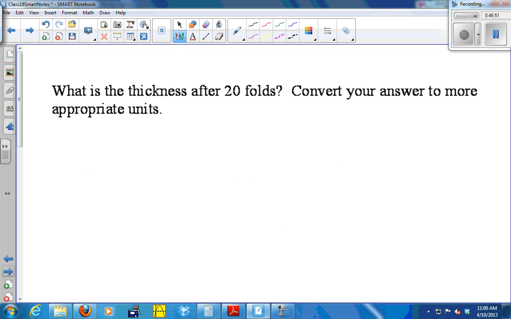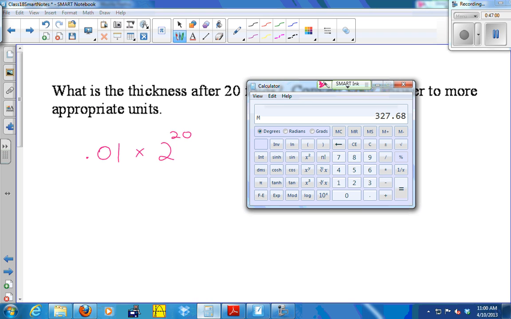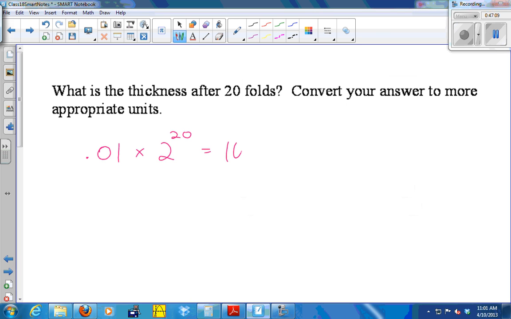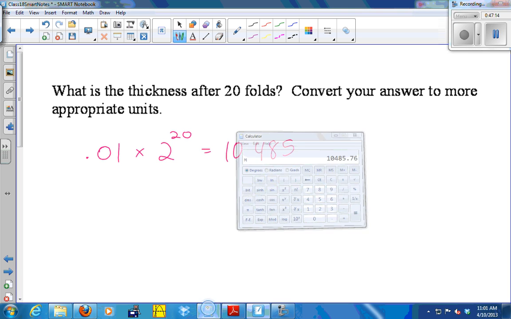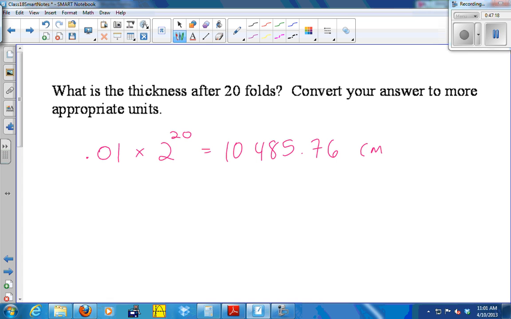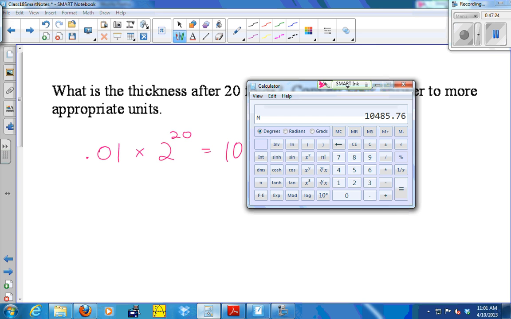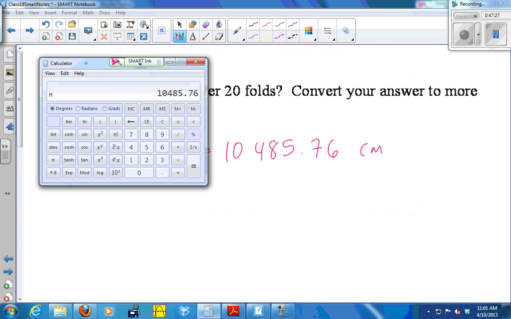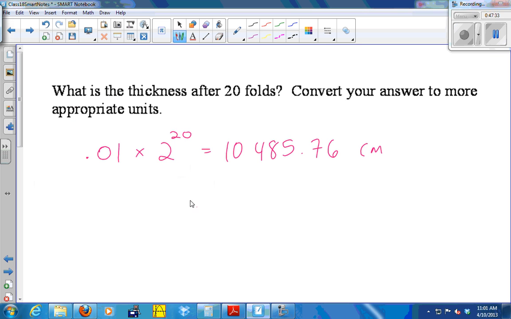So what if we go 5 more folds, 20 folds? 0.01 times 2 to the 20th. 2 to the 20th times 0.01. 10,485.76 centimeters. And again, centimeters isn't a good unit. To change it to meters, you divide by 100 because there are 100 centimeters in a meter. So if I divide by 100, I get 104.8576 meters.